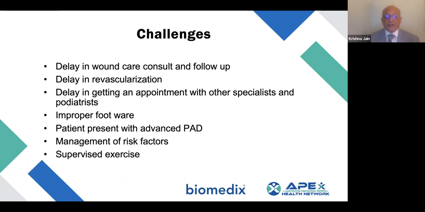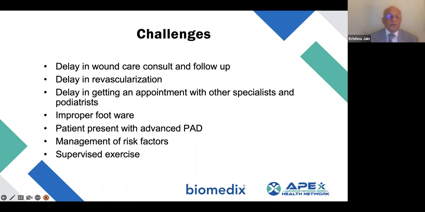There's a delay in revascularization. On the other hand, if a podiatrist is seeing a patient and wants a vascular surgeon or an interventionalist to see the patient, it may take a couple of weeks or longer for an appointment. There's also delay in getting appointments with other specialists and podiatrists. For example, if you need somebody to be seen by a cardiologist, infectious disease expert, or a plastic surgeon, there'll be delay because you're not in the same network.